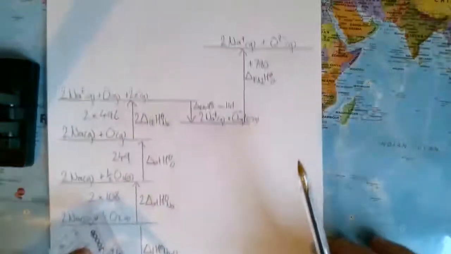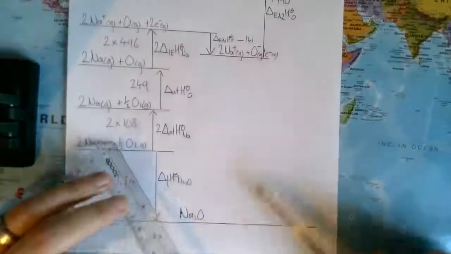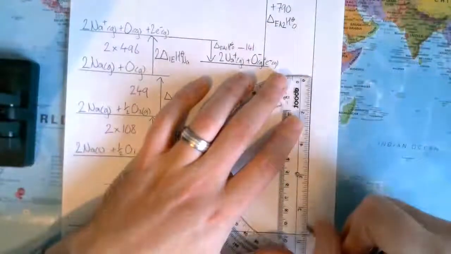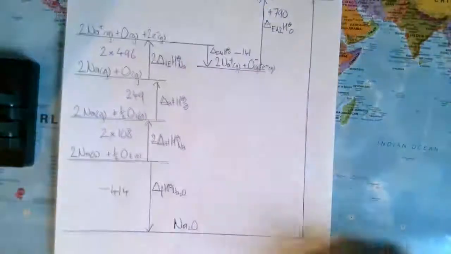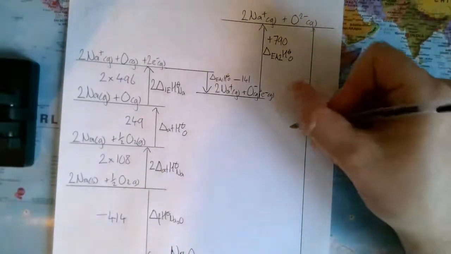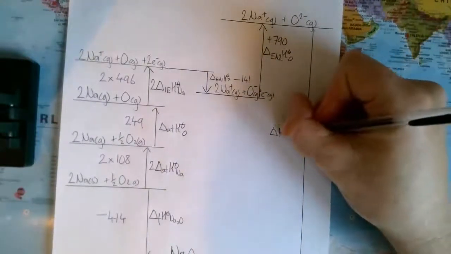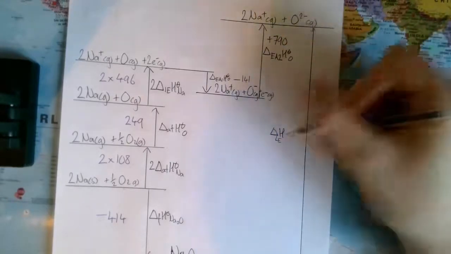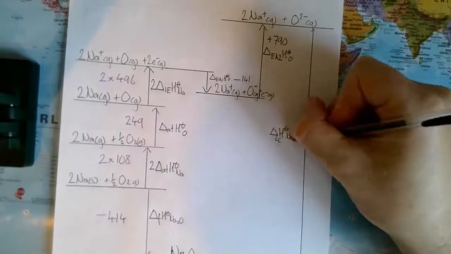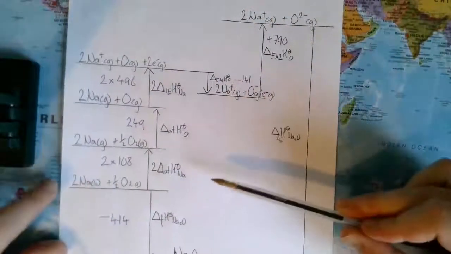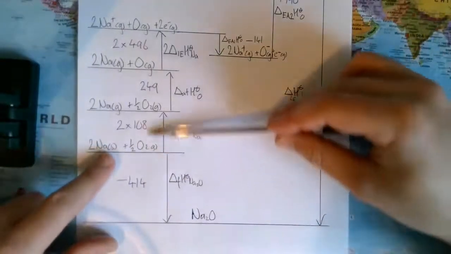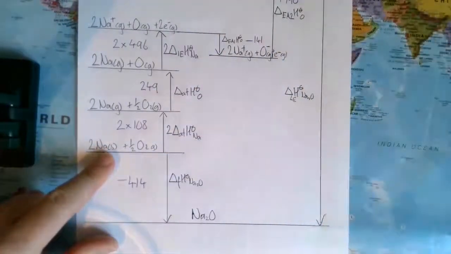Now we have to go from these ions to this lattice. This is where finding a real ruler might have helped, but never mind. So we have this very exothermic step here, and it is the lattice enthalpy for Na2O. So our original starting point was the elements, and we had route 1, which comes down, or route 2, which goes all the way up and round.